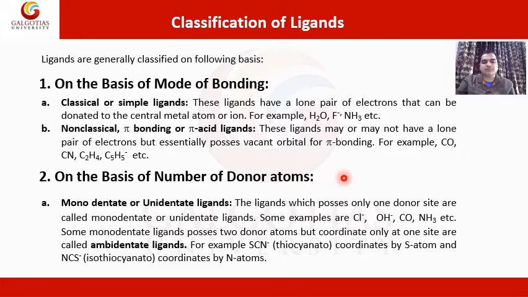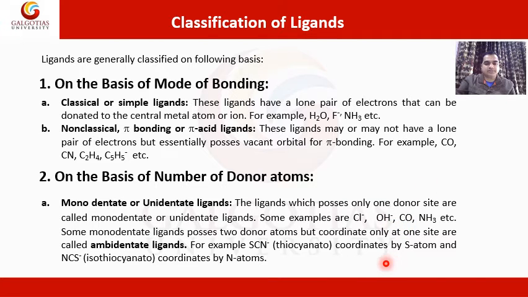Now come to the second classification of ligands. On the basis of the number of donor atoms present in the ligand, we can classify ligands in the following categories. First, monodentate or unidentate ligands. That means the ligands which possess only one donor site. Some examples are Cl minus, OH minus, CO, NH3, etc.